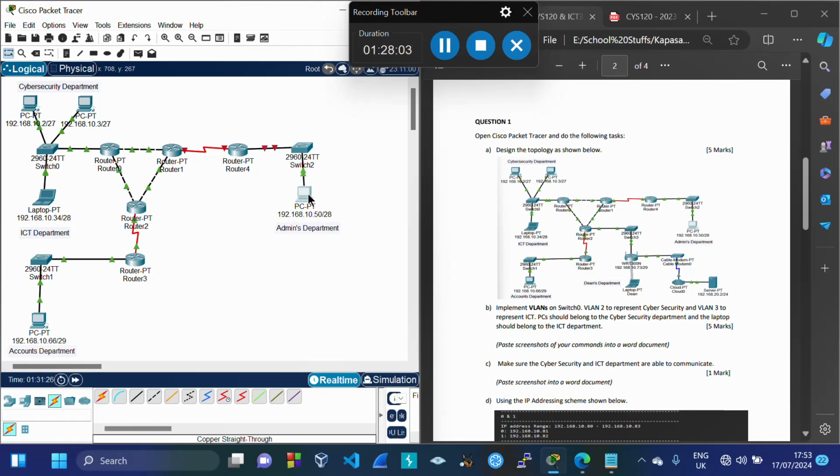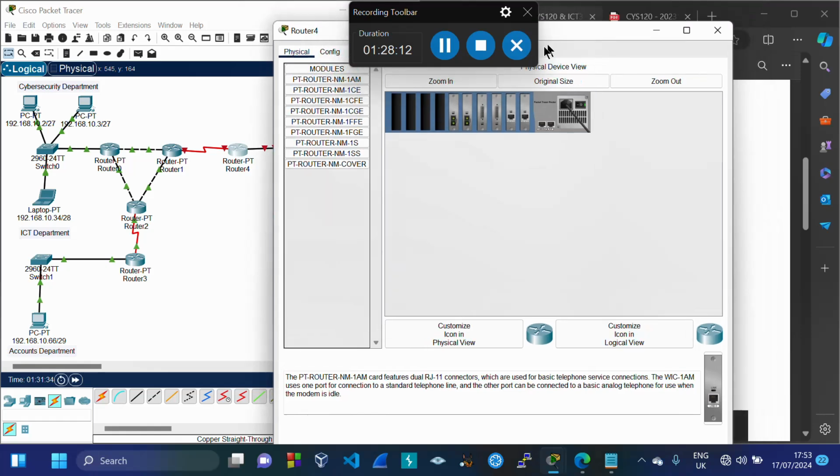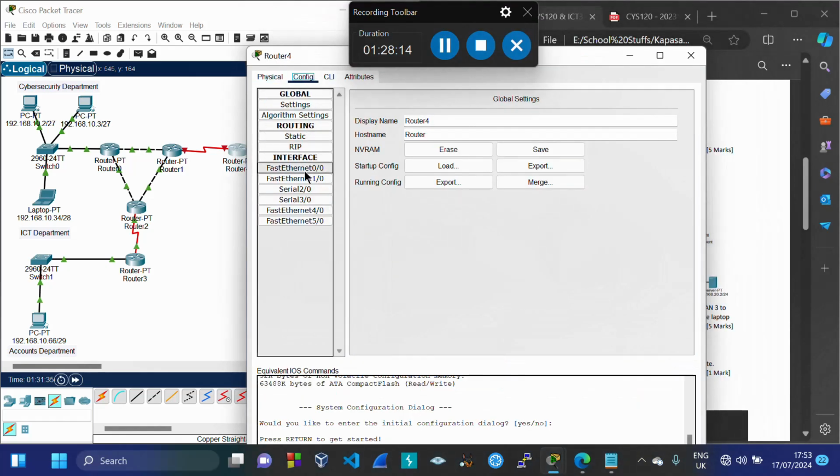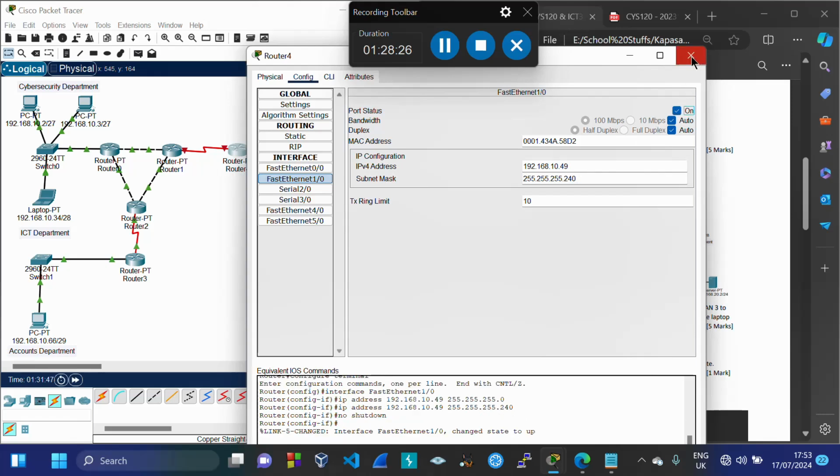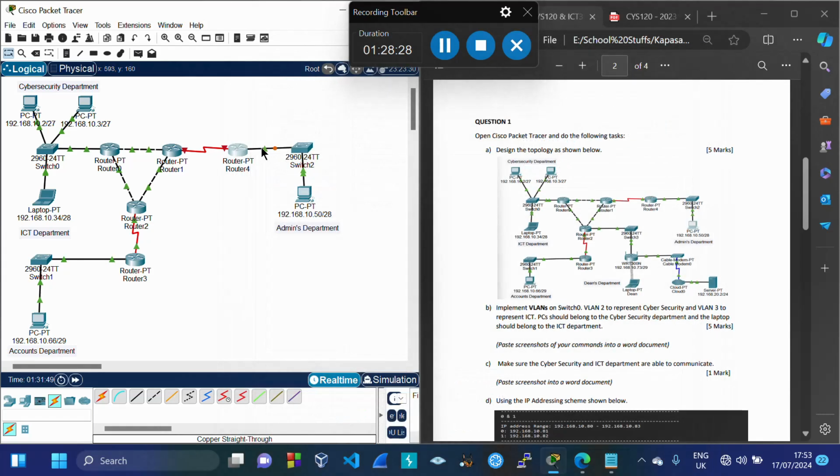for this department or subnet, because this interface needs to be up. So under Config, we have used FA1/0 to connect to the switch. I'm going to put .49, which is the default gateway, and 240 because it was /28, for us to make sure that this interface is up.